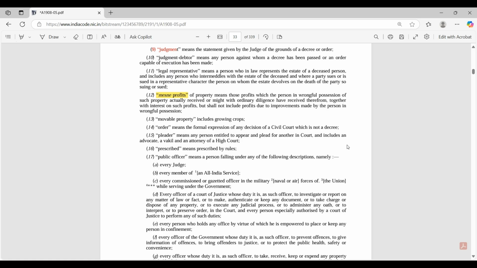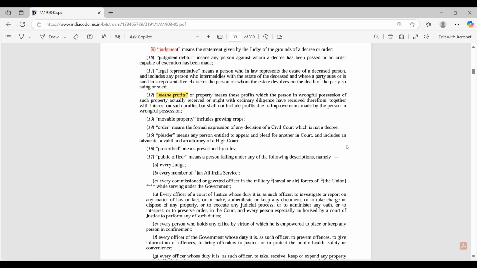So let's say there's a property. Okay, that property is owned by person A. Okay, but person B is living in that property by having wrongful possession of that property. Now, when B is living in that particular property with wrongful possession, the amount of money which B is earning, right, that money would be called mesne profit, right? Let's read further. Of such property actually received or might with ordinary diligence have received therefrom. See, received. They have used this word received. Together with interest on such profit, but shall not include profit due to improvements made by the person in wrongful possession.